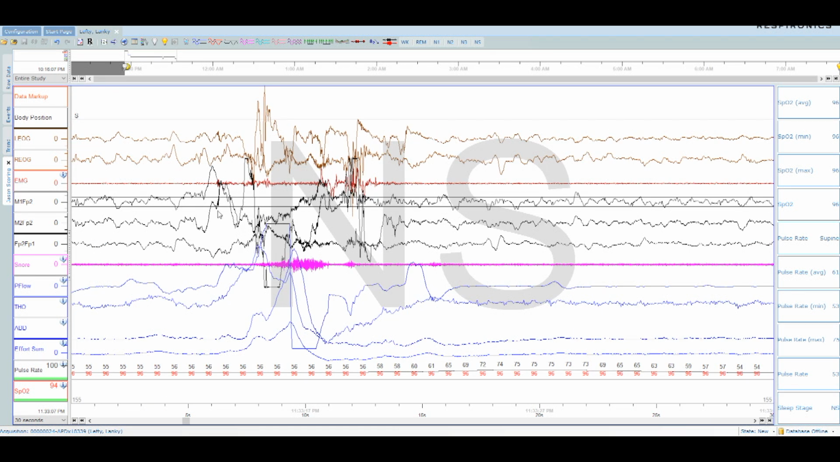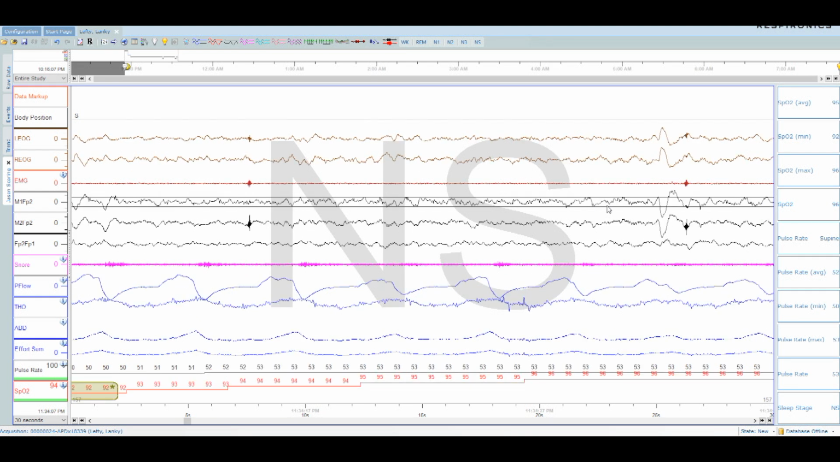So we have an arousal. I'm not going to mark this yet because I can see it on the other screen actually better. But this would potentially trigger a stage change. So now you have to reevaluate. But it's already stage 2. We have some K complexes. So we're going to keep this in 2 and keep the party rolling.